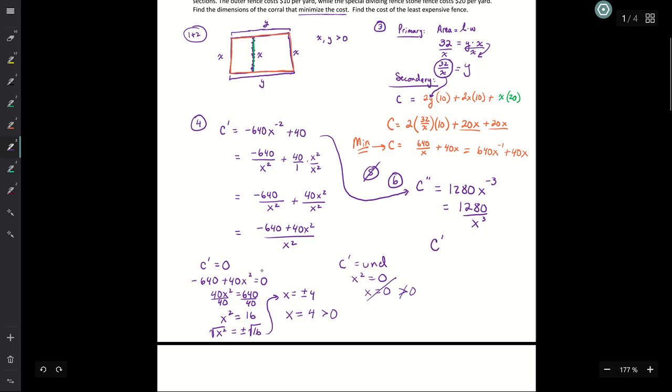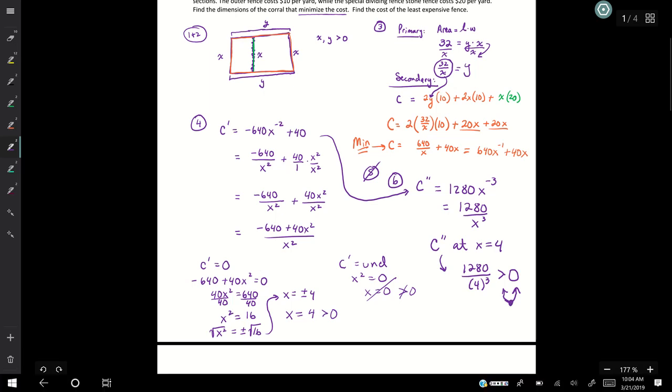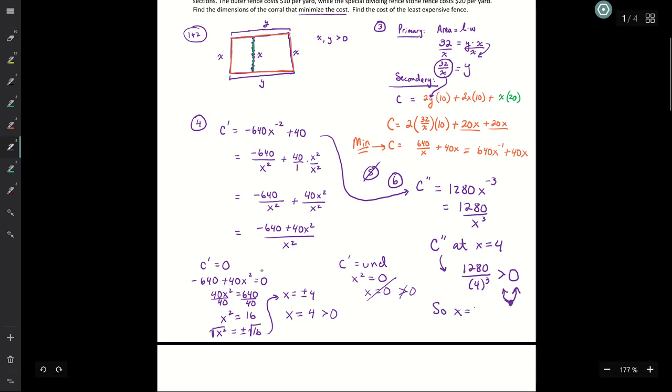Okay, now c double prime at x equals 4 is going to give me 1280 over 4 cubed. Okay, that right there is a positive number. I don't really care what it is, but it's a positive number. The positive number tells me that we have upward concavity. Upward concavity would tell me that we have a minimum. So x equals 4 produces a minimum.